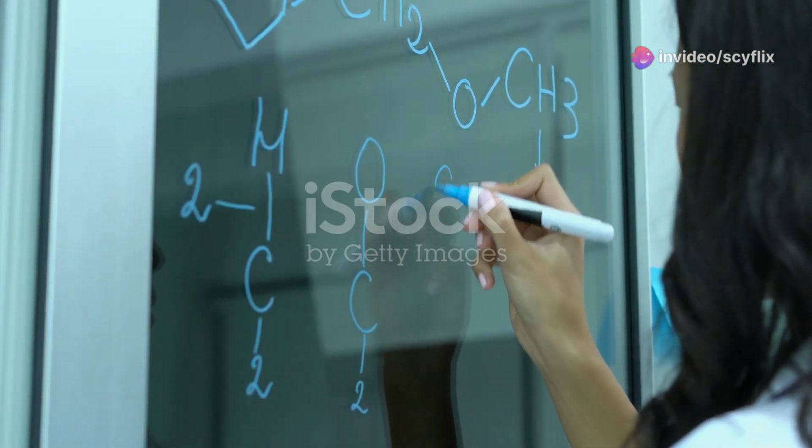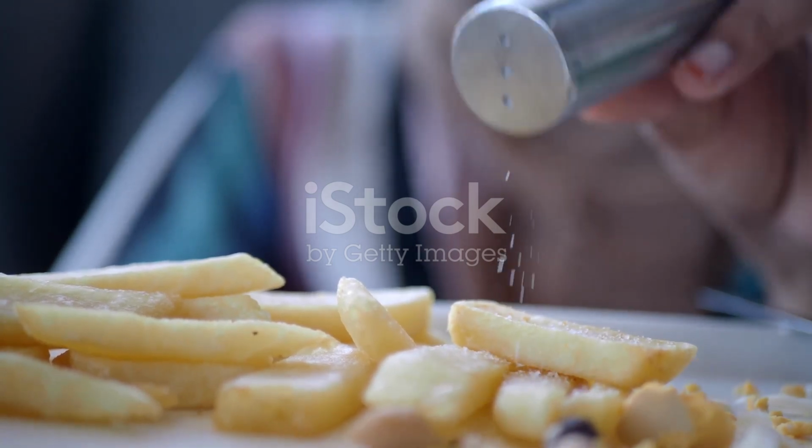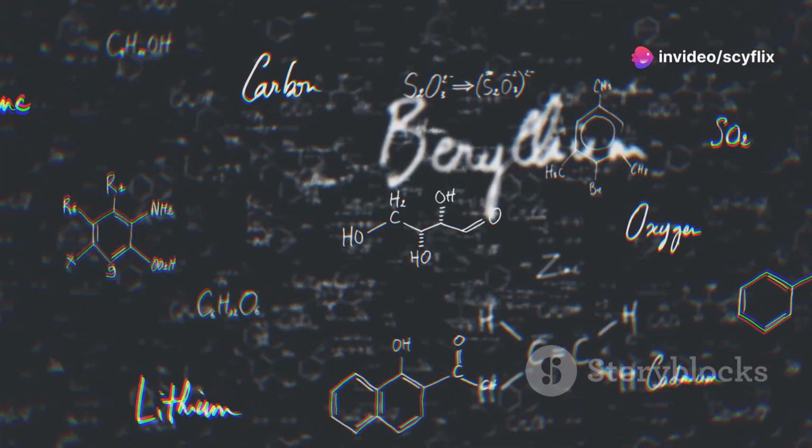Today, we are diving into a fundamental concept in chemistry: chemical ions. From the simple table salt on our fries to complex biomolecules in our bodies, ions are everywhere. But where do they come from, and how do they shape the world around us?